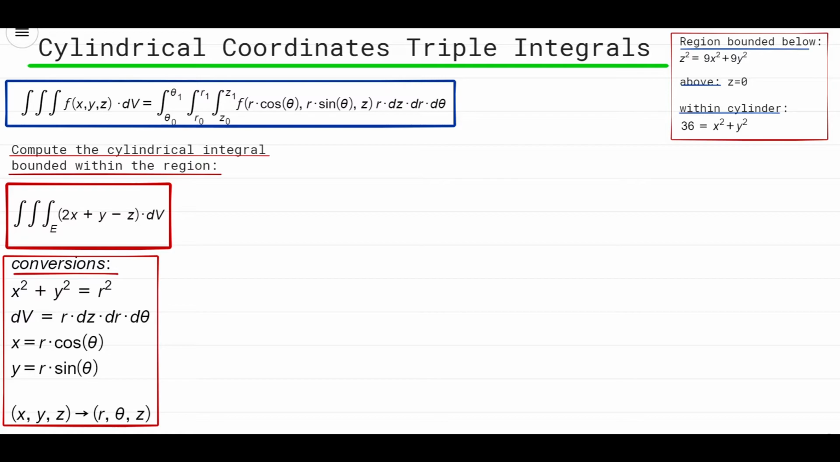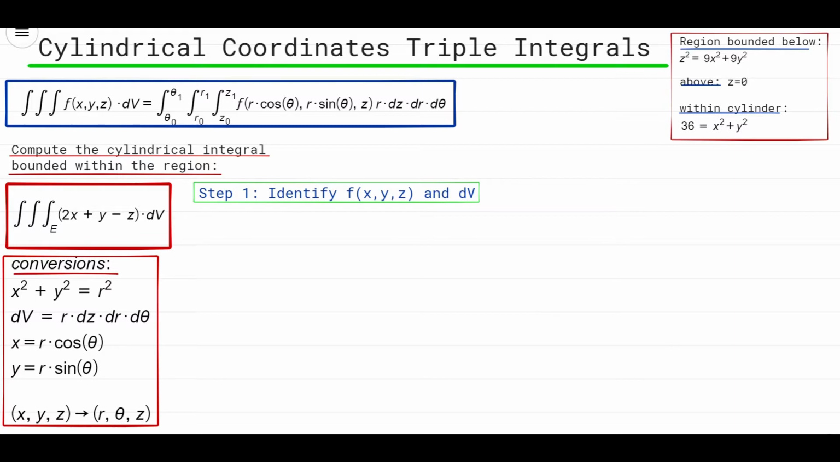In this example, we're asked to compute the cylindrical integral of 2x plus y minus z, bounded below by z equals 0 and above by z squared equals 9x squared plus 9y squared, within the cylinder 36 equals x squared plus y squared. So now for step 1, we're going to identify f of x, y, z and dV. This step is very straightforward, but identifying the variables and setting up the integral makes it a lot easier to compute and less error prone.